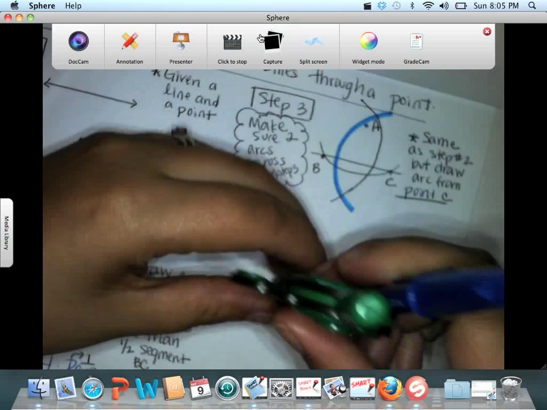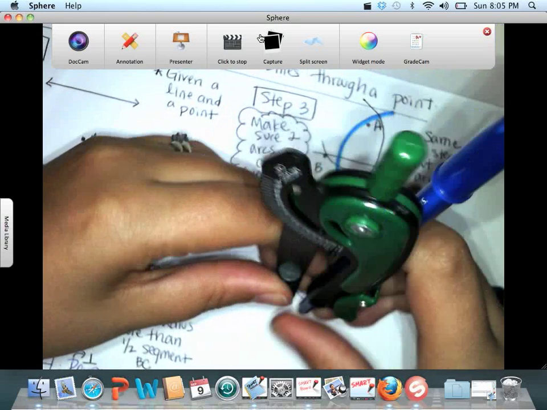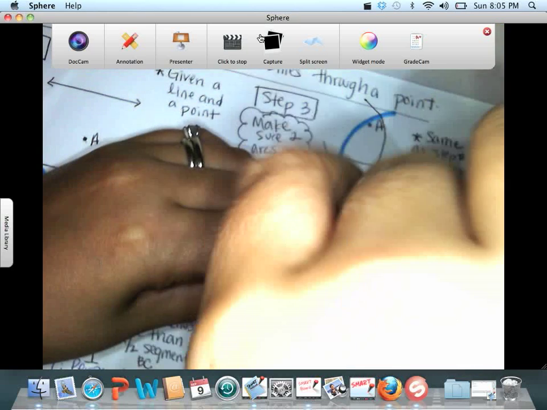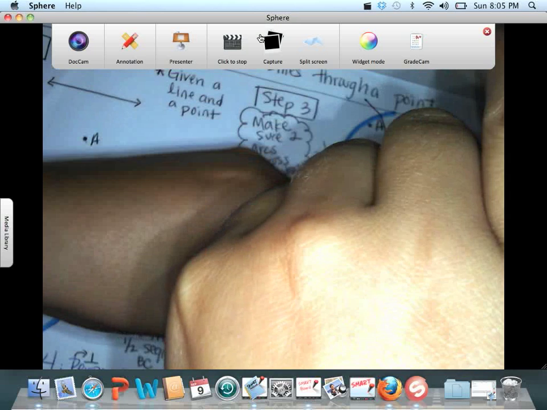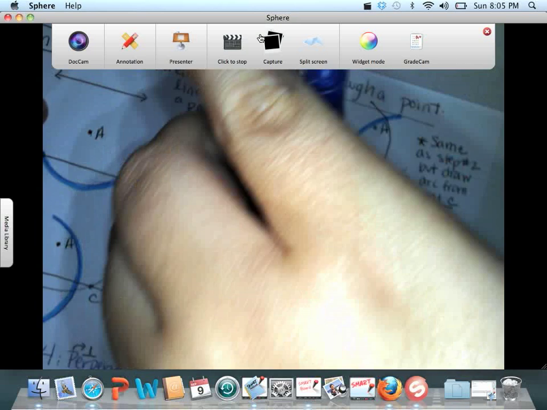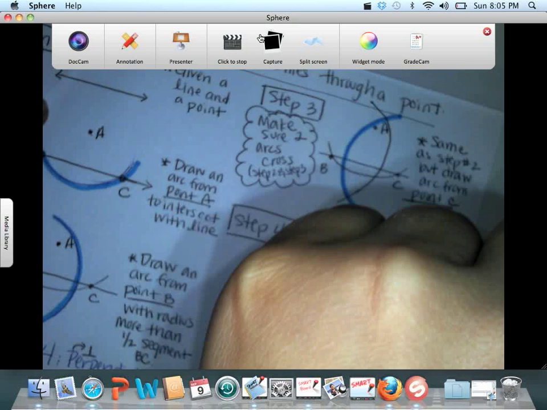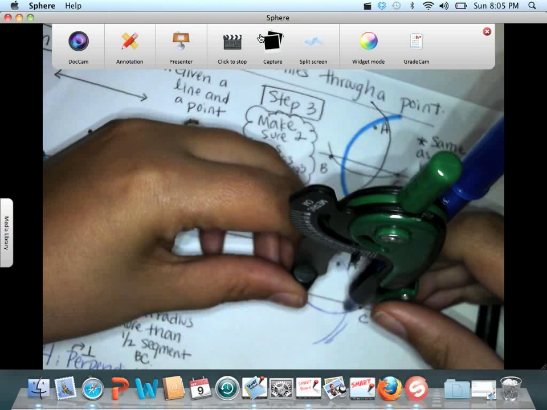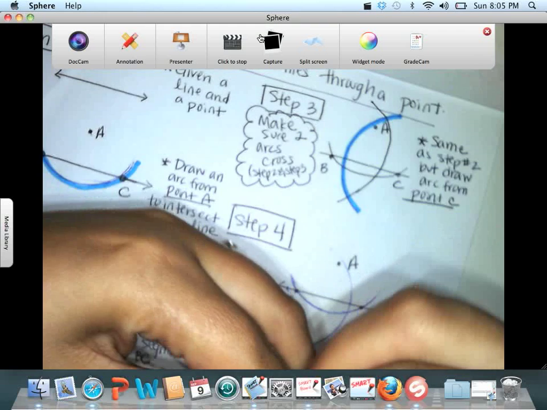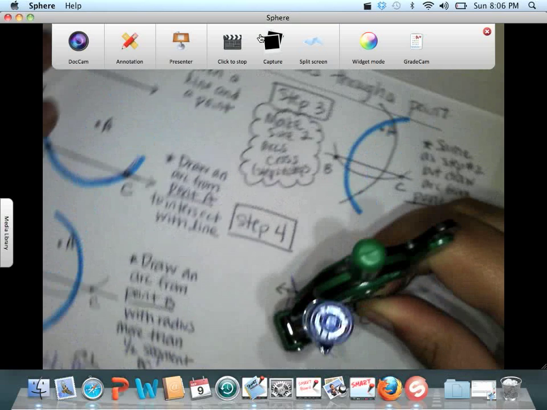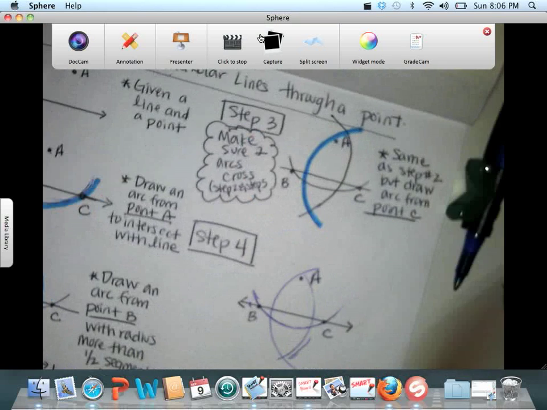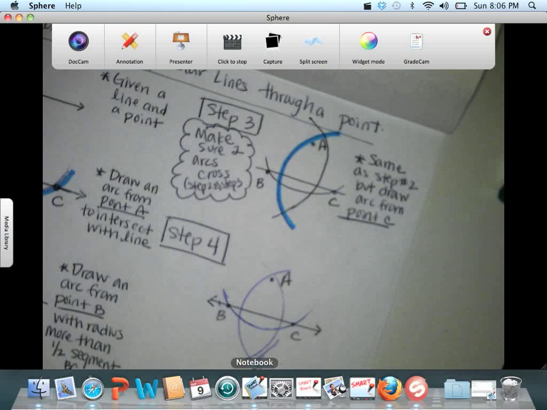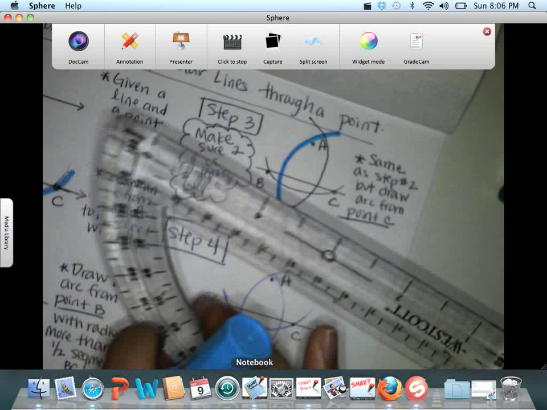Okay, and then step 2, you make your compass a little bit bigger than half. Make sure this doesn't move. Like so. Okay, and then you do the same thing, but from C. I want to just check my radius. Right, and notice it crossed a lot nicer this time because I used the compass, right? That's the point.